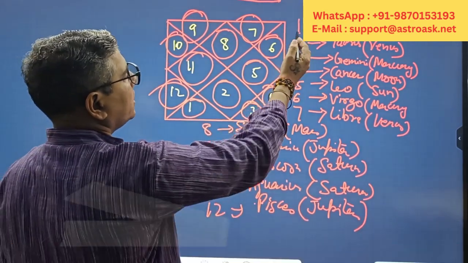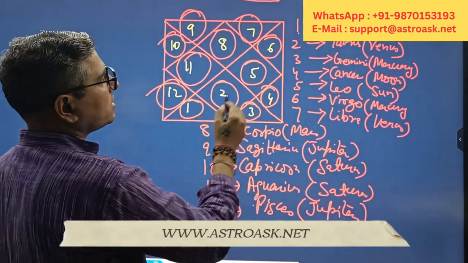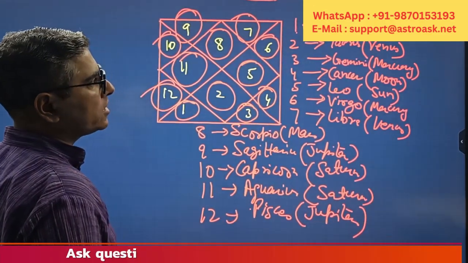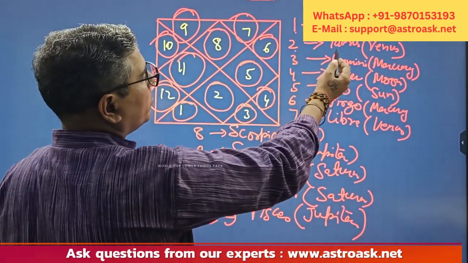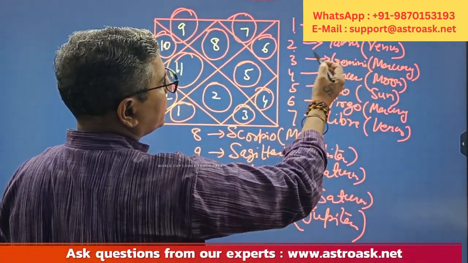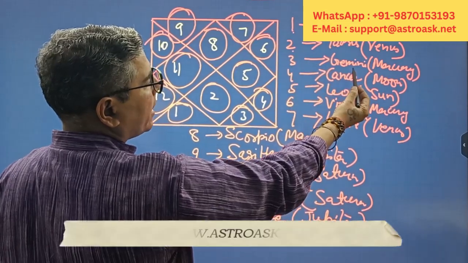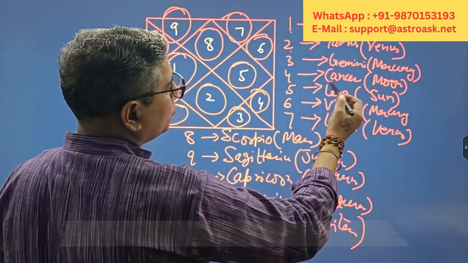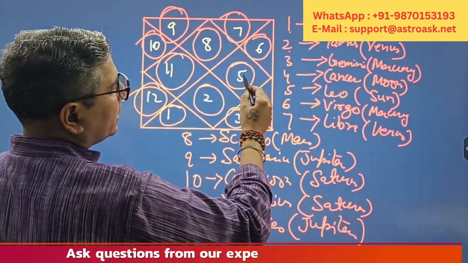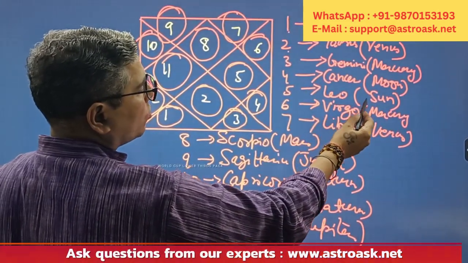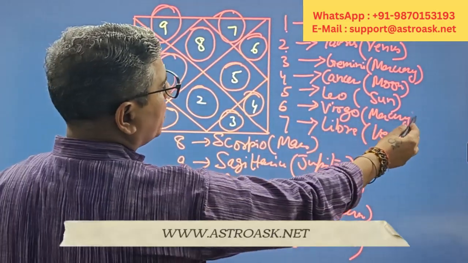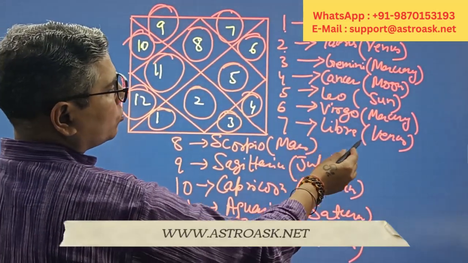If number 1 is written in any house, like here in the 6th house, then we can say the sign is Aries and the lord of that house is Mars. Aries belongs to Mars. Similarly, number 2 belongs to Taurus, lord is Venus. Number 3 belongs to Gemini, lord is Mercury. Number 4 belongs to Cancer, which belongs to Moon. Number 5, the 10th house, belongs to Leo, lord is Sun. Number 6 belongs to Virgo, lord is Mercury, right? Number 7 belongs to Libra.